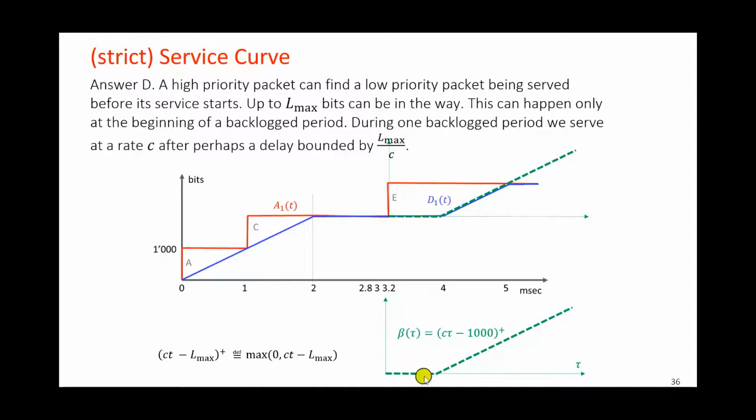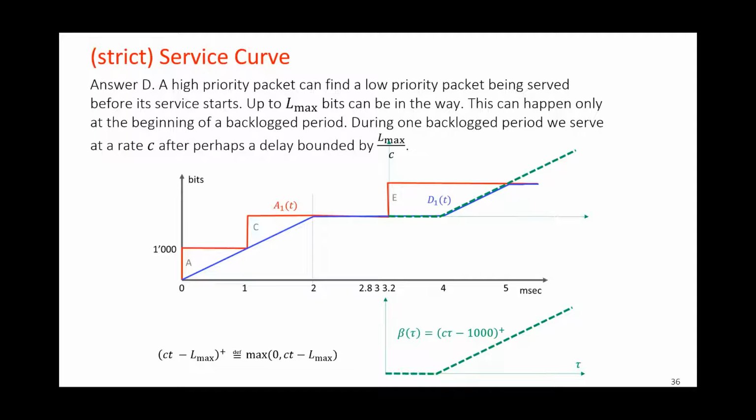If I draw this function, I can be interrupted for at most 1000 bits, or strictly speaking 999 perhaps, but to keep things simple let's put 1000, assuming the maximum size is 1000, and then I can be served at the full rate. So what is this function? We can write it as (Ct - 1000)+, where the plus means the maximum of 0 and this function. Whenever it is negative, we put 0. That is the strict service curve guaranteed to the high priority flow.